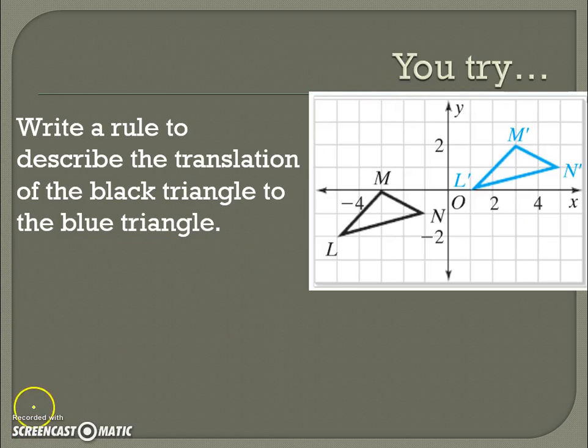Here's one for you to try. Go ahead and pause, and the answer will be up in 3, 2, 1. All right, there it is. That's what I got. So if you got something different than that, you need to go back and check your work.